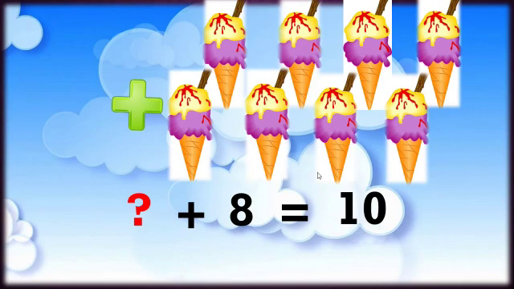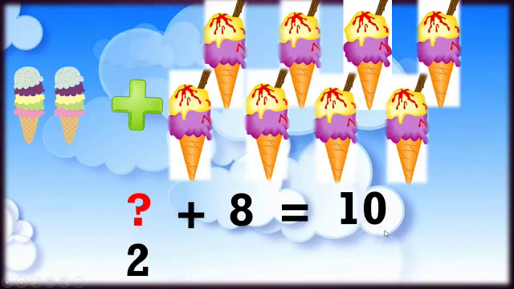There are 8 ice creams. You can see 1, 2, 3, 4, 5, 6, 7 and 8. Now how many ice creams do we need more to make 10? So we will count from 8, 9 and 10. It means we need 2 ice creams. In this question we have 8 ice creams and we need 2 ice creams more to make 10. That means 2 plus 8 is equal to 10.